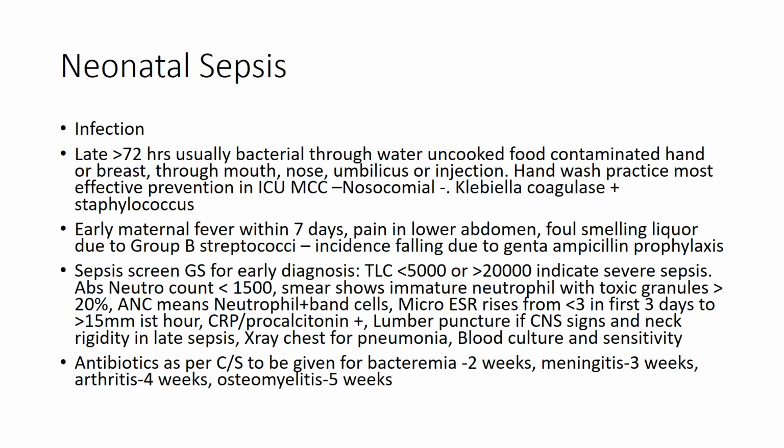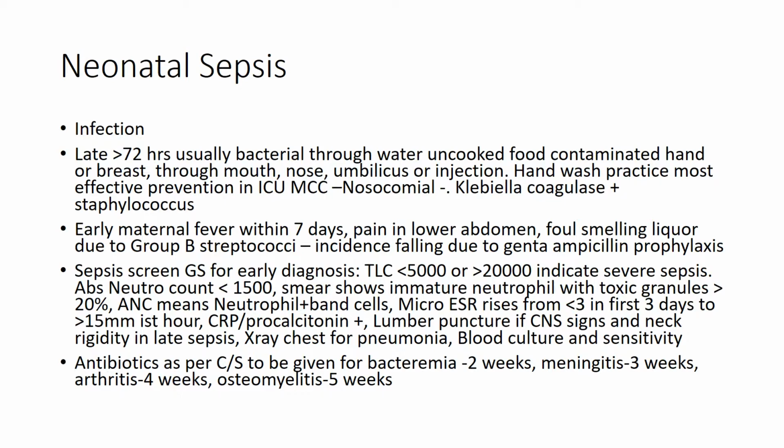Sepsis, the screen is the gold standard for early diagnosis. TLC less than 5,000 or greater than 20,000 indicates severe sepsis. Absolute neutrophil count of less than 1,500. Smear showing immature neutrophil with toxic granules more than 20%. So this is ANC, meaning neutrophil plus band cells.